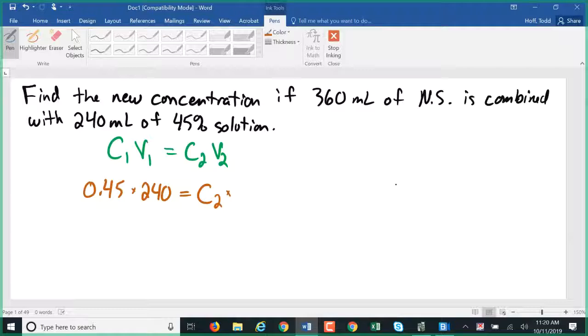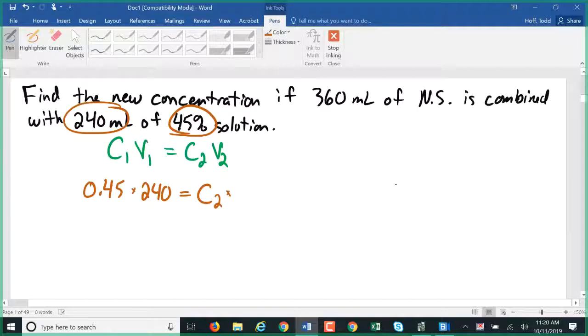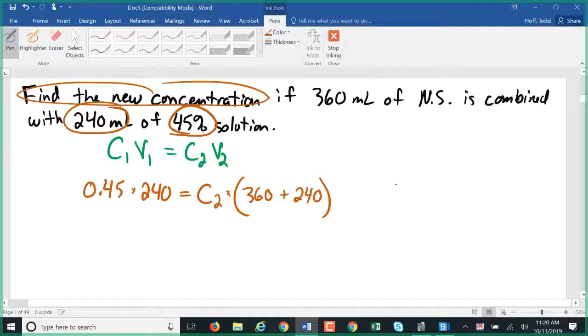Key to this problem is that second volume. We have our first concentration of 45% and our first volume of 240. 45 or 0.45 times 240. We're looking for the second concentration, find the new concentration. But what is that second volume? 600, very good. We added 360 milliliters to the existing 240 milliliters.